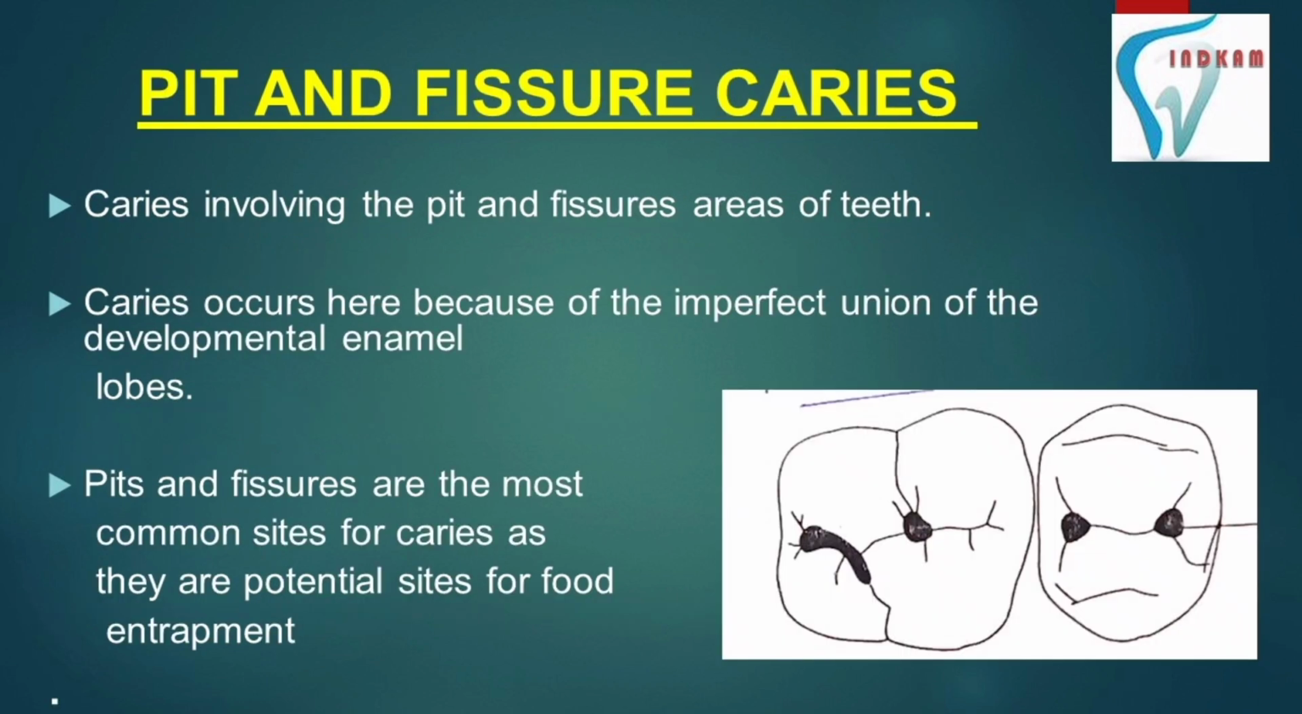Pit and fissure caries. This is the carious lesion involving the pit and fissures of the tooth. Here caries occur because of the imperfect union of the developmental enamel lobes, and pit and fissure are the most common sites for caries as they are potential sites for food entrapment. Wherever food is lodged and is not removed during brushing or the tooth surface is not clean, then it will cause caries. So here the structure of pit and fissures is the culprit because it entraps the food particles in it.